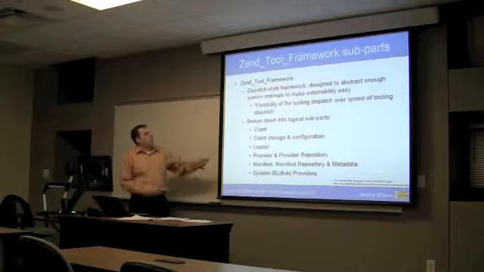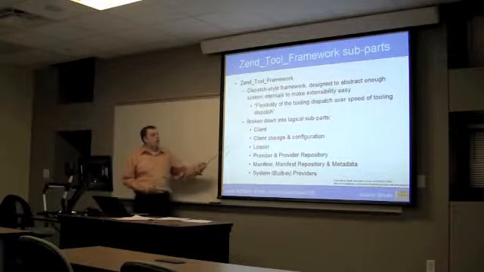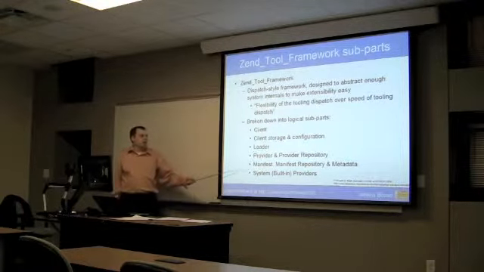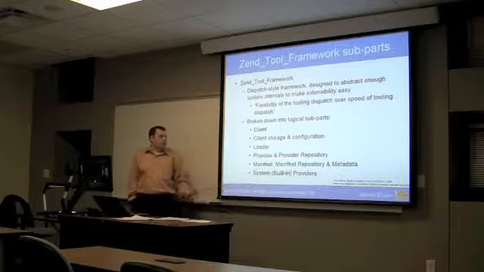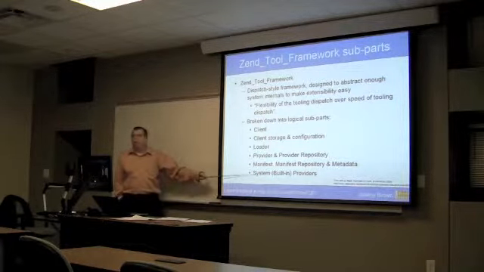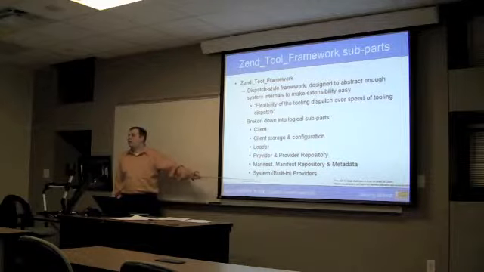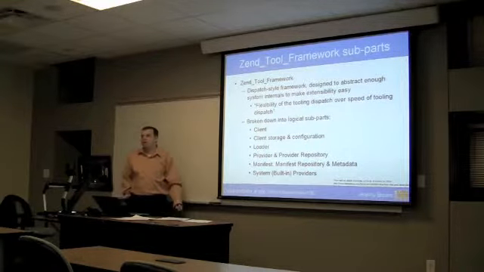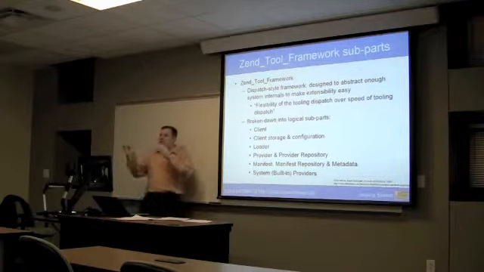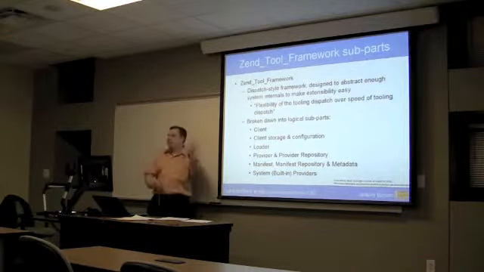Okay, so Zend Tool Framework is broken down into client, storage and configuration, loader, provider and provider repository, manifest repository, metadata, and system built-in providers. We're going to go through each of these real quickly, although this one we're not going to because the actual examples we get into are going to touch on them, so I'm not going to bore you with the information twice. These are just more of a set you up so that when we see it in the code, you're like, oh, that's that piece, and how it all ties together.